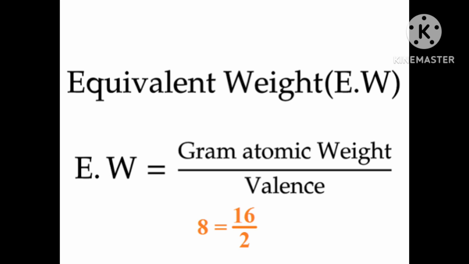C6H12O6, correct? Take the simplest ratio: C is 6, H is 12, O is 6. Hence you can write CH2O. This CH2O is called the empirical formula. If you multiply it by 6, you will get the molecular formula. So the simplest formula is CH2O.